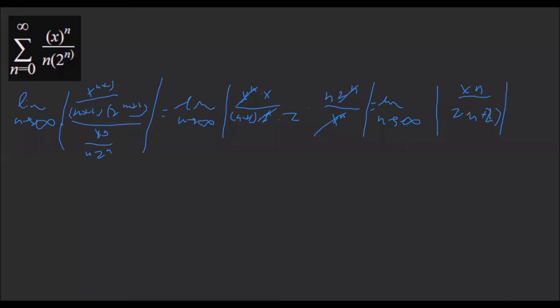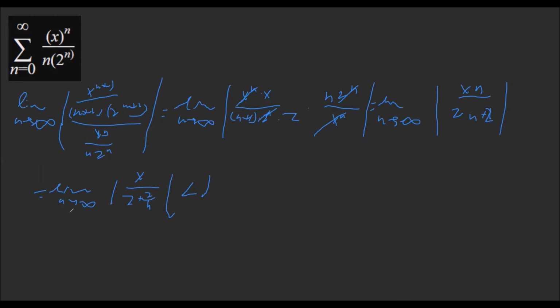So from here, what we're going to do to make this fraction a bit nicer is divide both the numerator and the denominator by n. We're just dividing the whole fraction by n. So let me rewrite that over here. This is equal to the limit as n approaches infinity of x over 2 plus 2 over n. Again, I'm just dividing by n. Now, finally, we can say that this is less than 1.